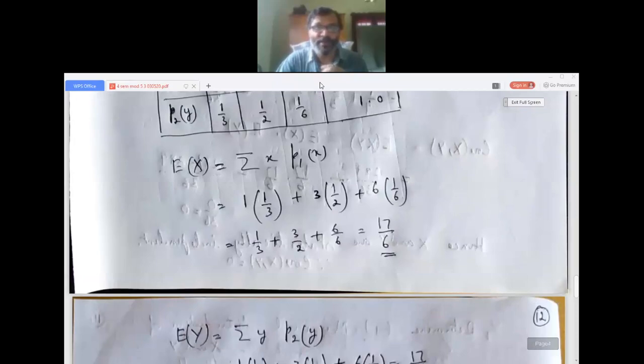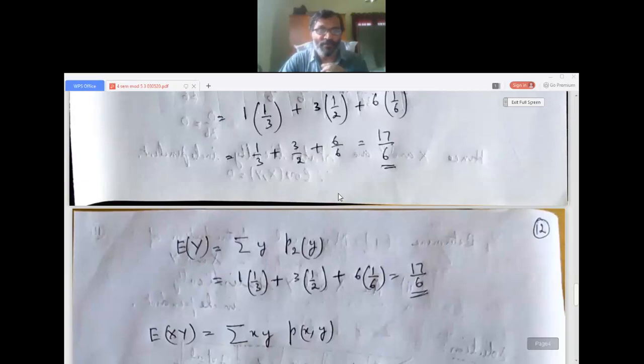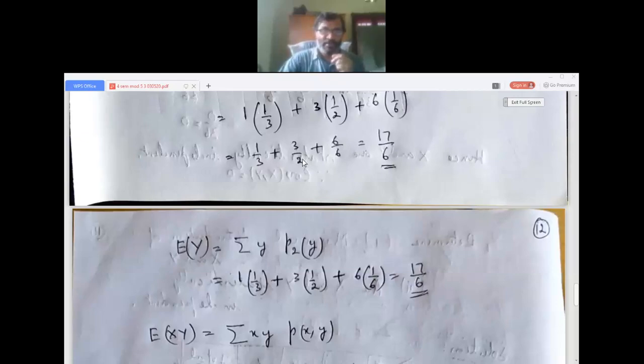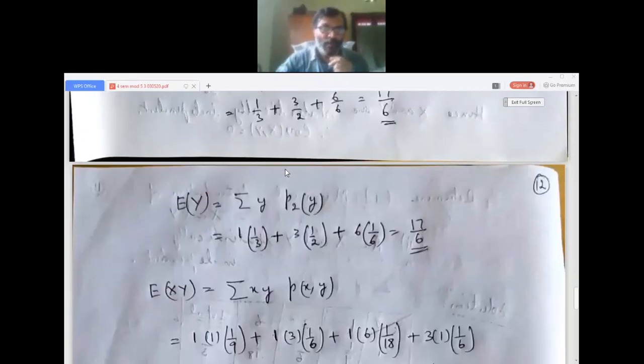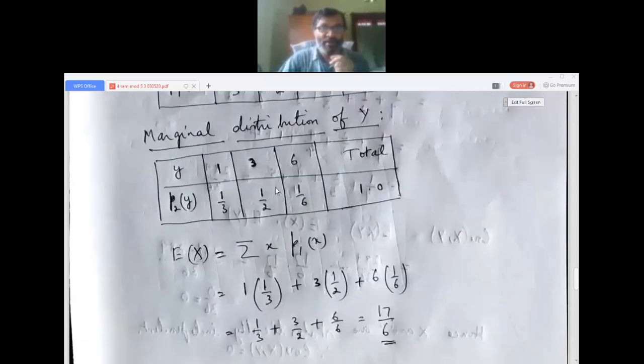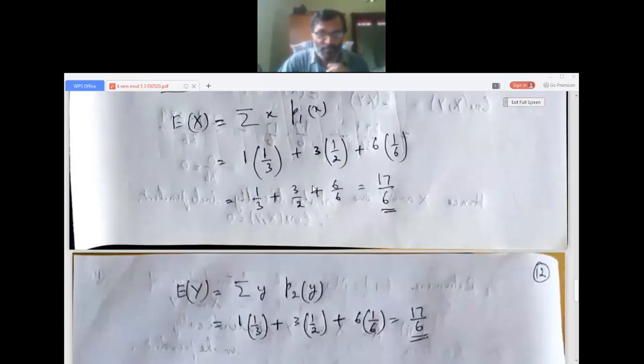Now I have to find E of y. E of y will be sigma y into, the same way, P2 of y. When y is 1, P2 of 1 is 1 by 3. When y is 3, P2 of 3 is 1 by 2. When y is 6, P2 of 6 is 1 by 6. Using that, sigma y into P2 of y: 1 into 1 by 3, from the marginal distribution of y, which is easier, plus 3 into 1 by 2 plus 6 into 1 by 6. Here I kept 6 by 6.